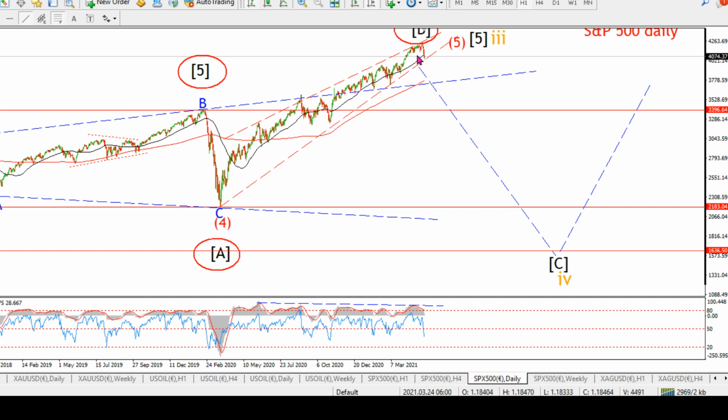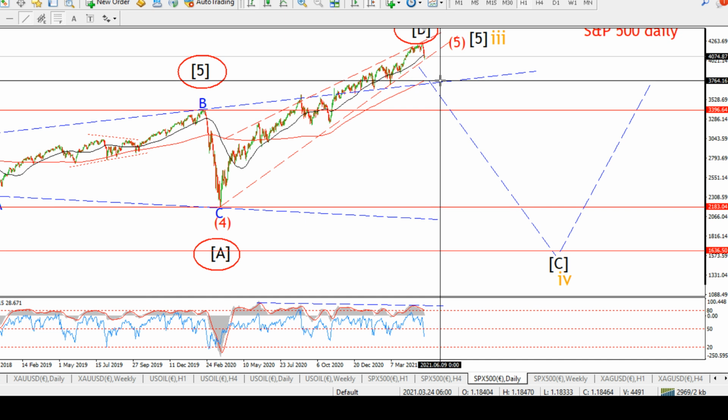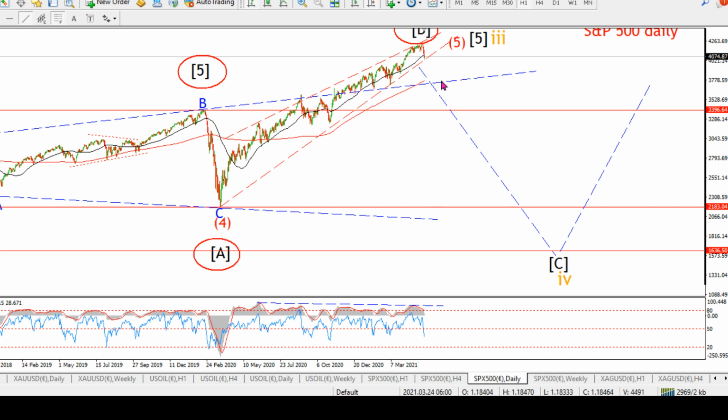We've broken below the 50 MA on the daily. So next up is the 200, which comes in, let's say, down around 3,800. If we can do that, we could well be in business here.